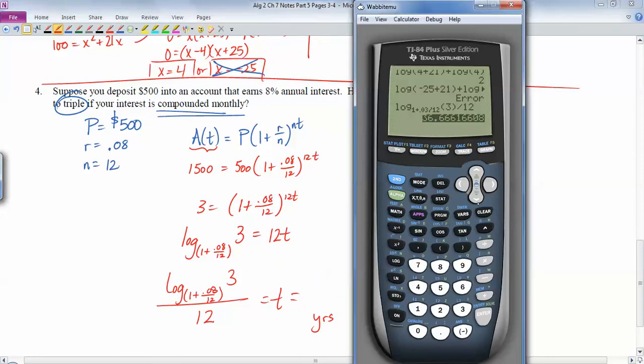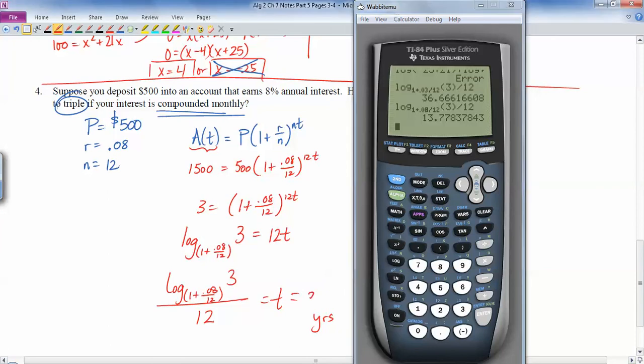Let me recall this one. So I did it as if it was 3%. I don't know why I wrote 3 instead of 8. There we go. 8. Boom. That looks much better. 13.778 years. There we go. Good. Didn't have to redo the whole thing.